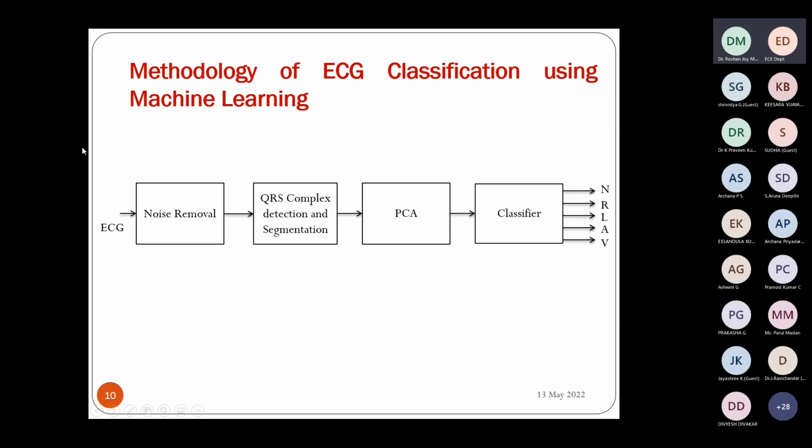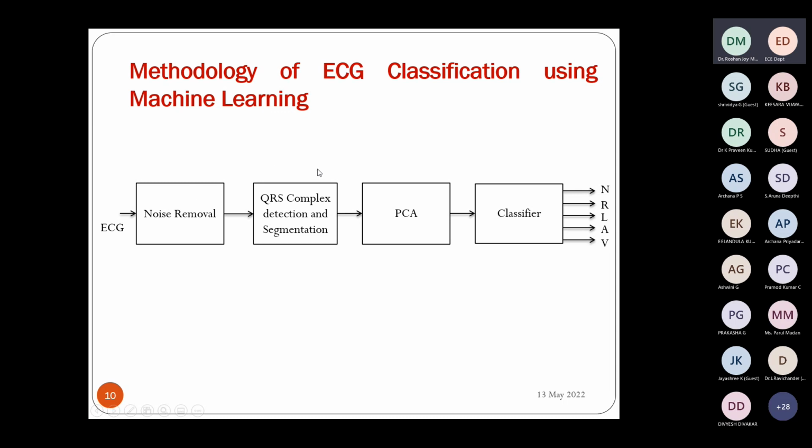So the first stage in any ECG processing system is noise removal. Maybe it is a pacemaker, maybe it is a defibrillator, maybe it is remote monitoring. The first step is that unwanted components in the signal are to be removed. I'll be discussing mainly noise removal and QRS complex detection. Dimensionality reduction and classification I'm not going to discuss.